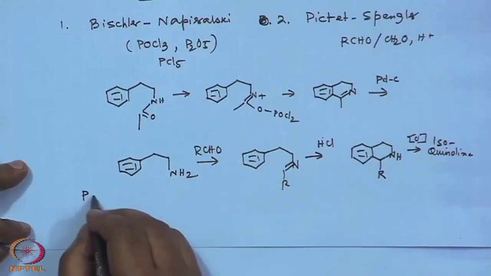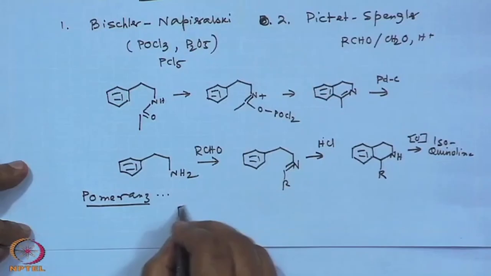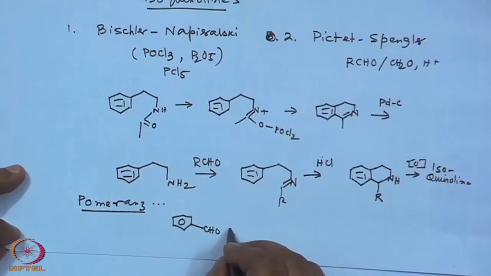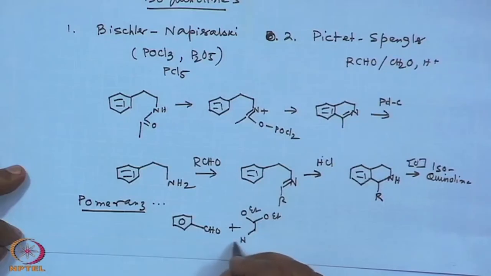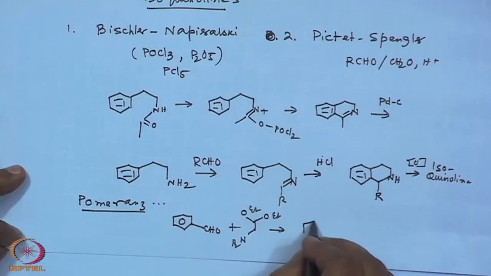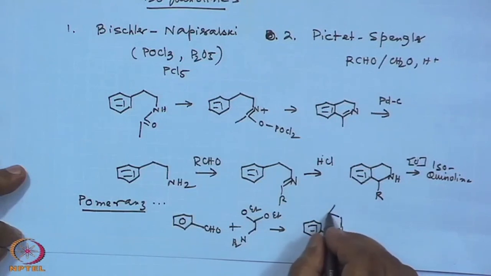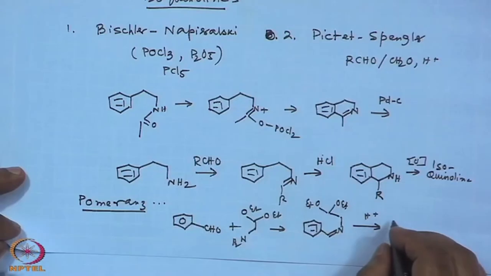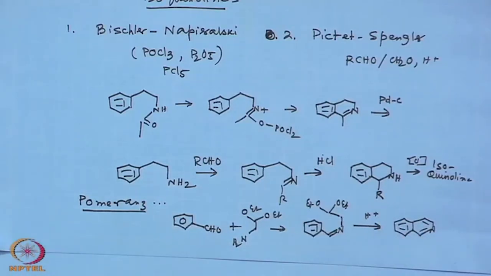The next one, that is known as the Pomeranz-Fritsch synthesis. What it does, actually in this case, you begin with an aldehyde. Instead of these amine derivatives, you take the aldehyde, and then a protected amine is taken. So, as usual, aldehyde and amine, when heated together, give a Schiff's base, right? Now you have this Schiff's base and the ketal, and of course, all of us know both the Schiff's base and the ketals are activated by acids. So, then you can straight away go to this one, quinoline.